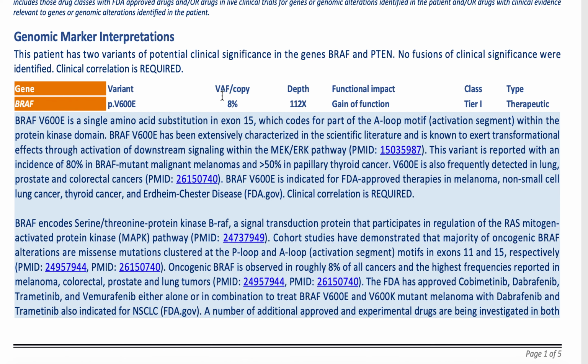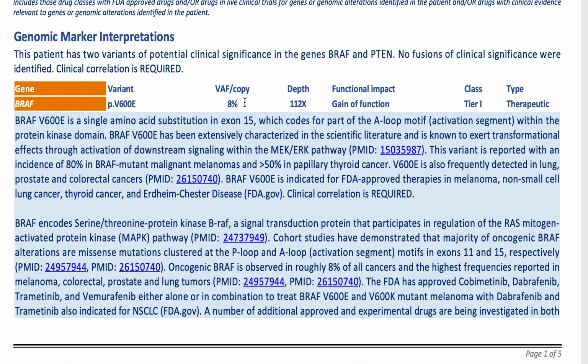Looking here at the BRAF gene, we see that the VAF copy is listed as 8%. This means 8% of the sequencing reads for this genomic location contain the variant copy. And this indicates that only a small fraction of Tony's biopsy tumor cells contain the variant.